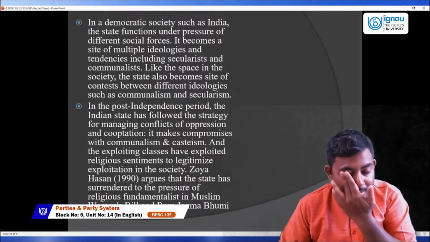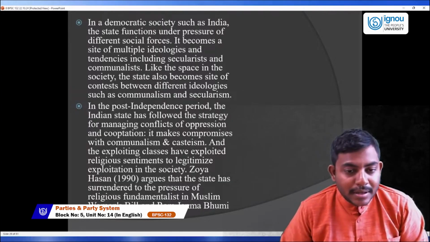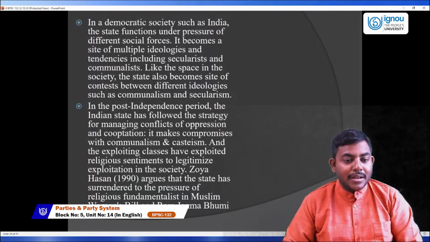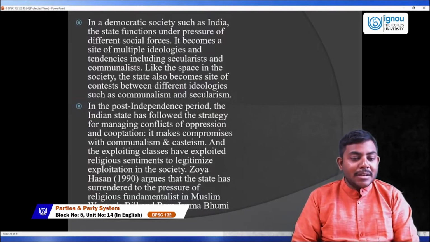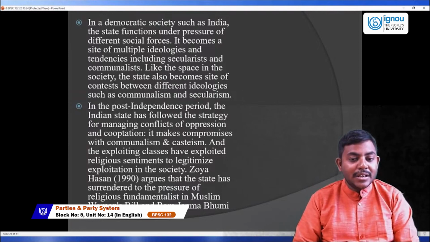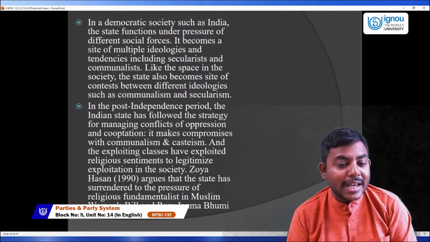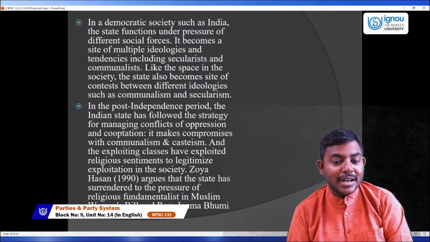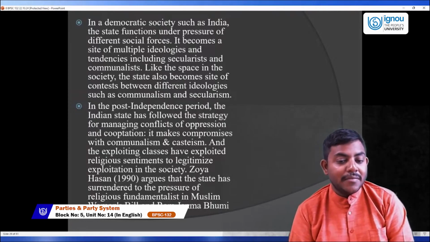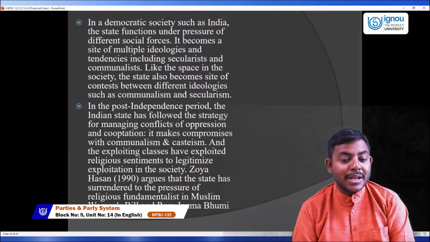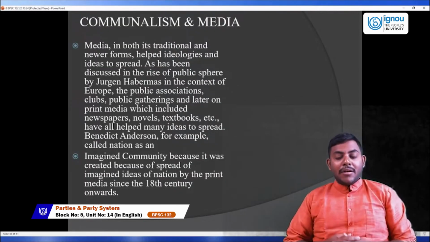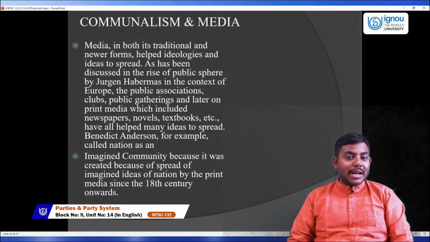It makes compromises with communalism and casteism, and the exploiting classes have exploited religious sentiments to legitimize exploitation in the society. Zoya Hasan, 1990, argues that the state has surrendered to the pressure of religious fundamentalists in the Muslim Women's Bill and the Ram Janmabhoomi case. Now let us discuss communalism and media.